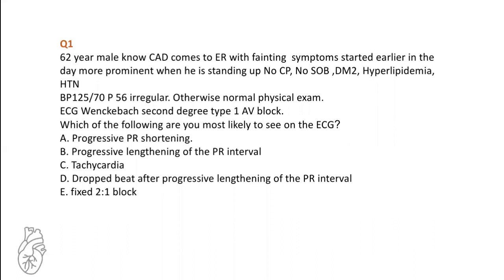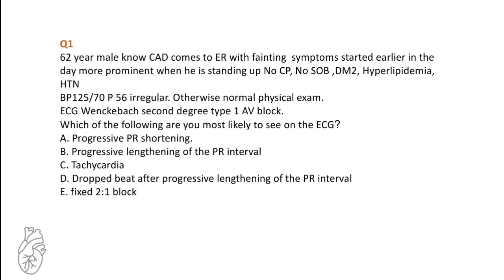We will dive in. This first case is a 62-year-old man known to have coronary artery disease, who comes to the emergency department with fainting symptoms that started earlier in the day, more prominent when standing. No chest pain, no shortness of breath. He has type 2 diabetes, hyperlipidemia, hypertension, blood pressure 125/70, pulse is 56, irregular, otherwise normal physical exam. ECG showed Wenckebach, a second degree type 1 AV block. Which of the following are we most likely to see on the ECG?